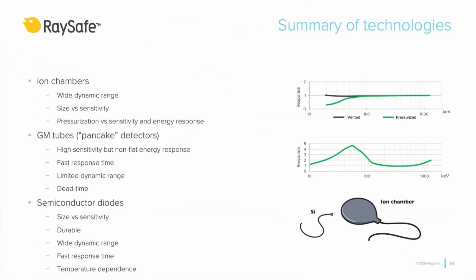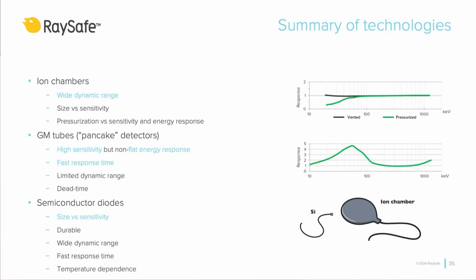So let's now look at a summary of the different technologies. If we start with ion chambers, they have a wide dynamic range and are easy to produce. A way to make them more sensitive to low dose rates is to make them bigger, but bigger meters are not always convenient. Or you can pressurize them, but then they will lose response at low energies. They might also be classified as hazardous material, making them harder to ship.